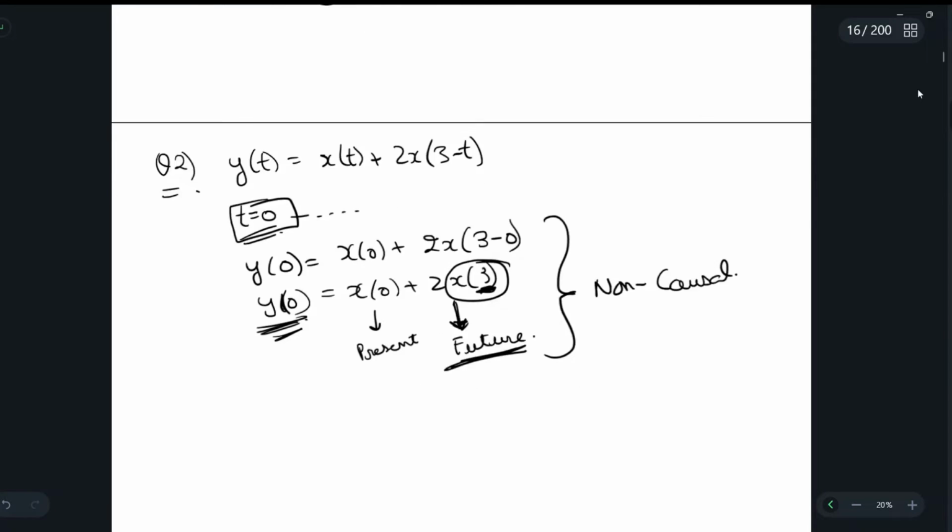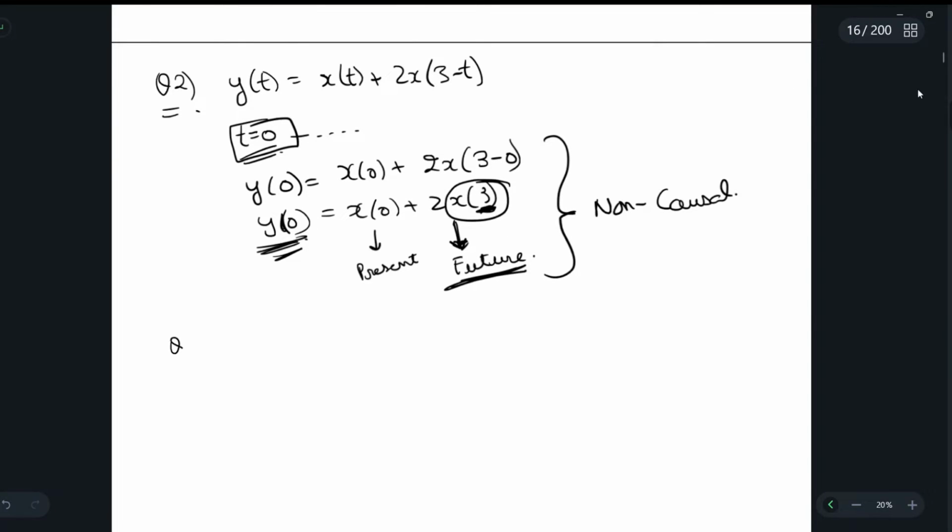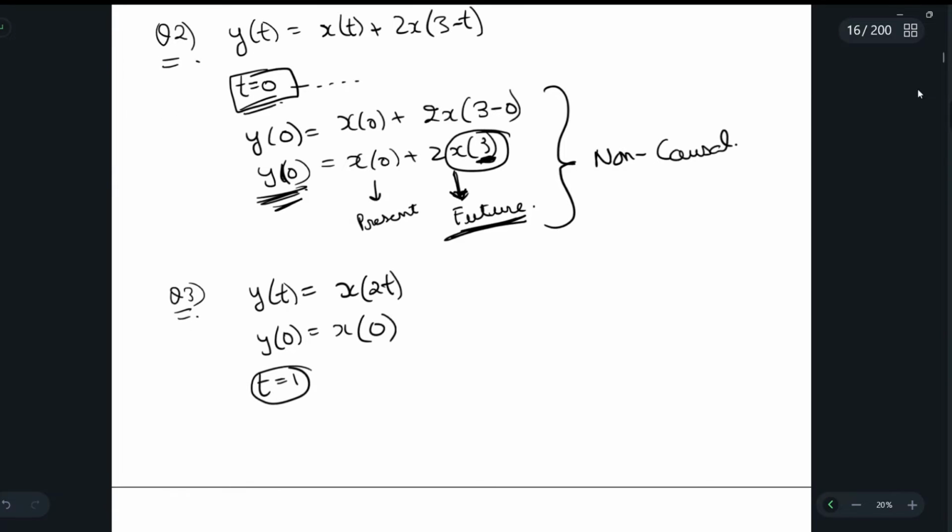So now let us move on to question number 3. Now suppose we have a system equation, that is y(t) = x(2t). So now let us put t = 0. Doing that, you will get y(0) = x(0). So now we will put t = 1. Let us see another case. So over here we will get y(1) = x(2).